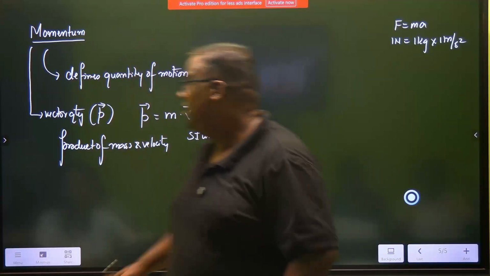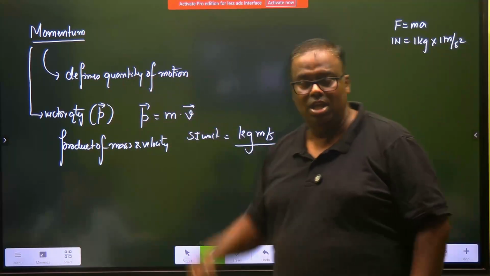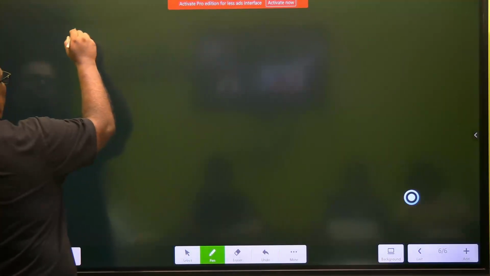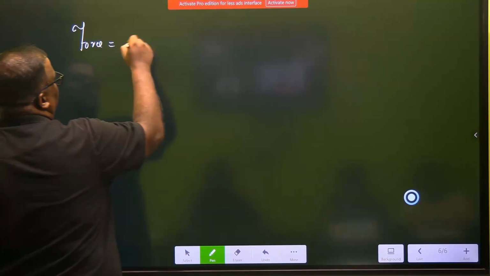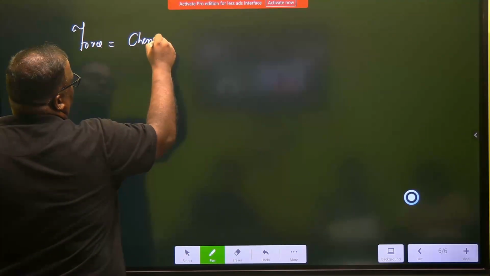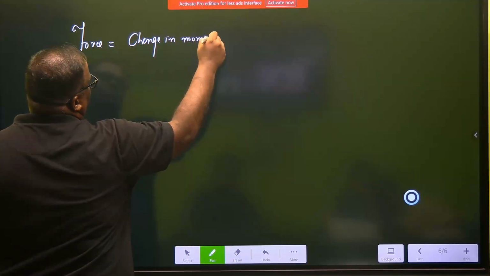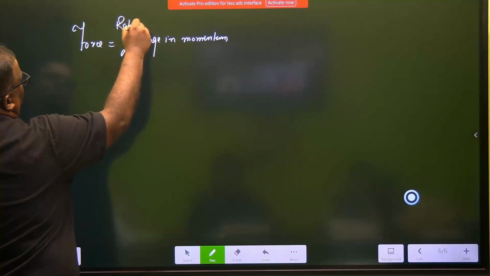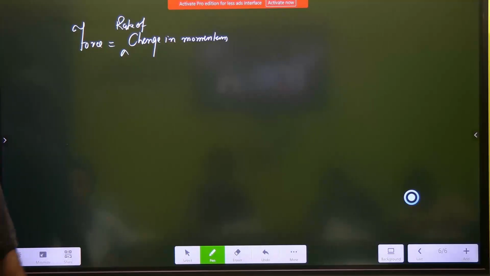Those we will come to in other classes, in later topics. Is this understood? Now where does this play a role? You said force is equal to mass into acceleration, but the actual definition of force is not that. The actual definition of force is change in momentum. Rather, we will say rate of change in momentum is actually force.